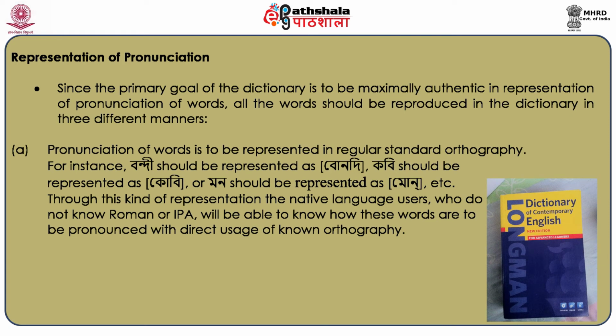Representation of pronunciation. Since the primary goal of the dictionary is to be maximally authentic in representation of pronunciation of words, all the words should be reproduced in the dictionary in three different manners. Pronunciation of words is to be presented in regular standard orthography. For instance, the words like bondi and kobi should be represented as they are pronounced. Through this kind of representation, the native language users who do not know Roman or IPA will be able to know how these words are to be pronounced with direct reference to the orthography.